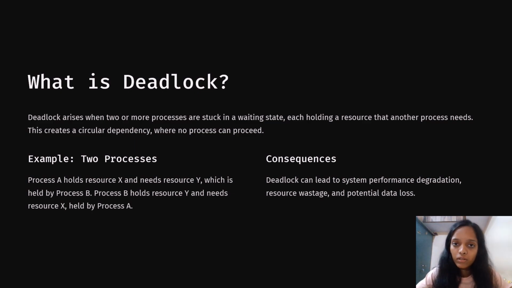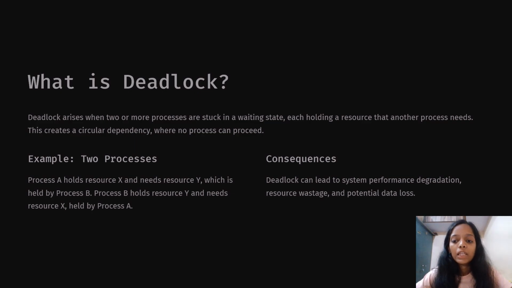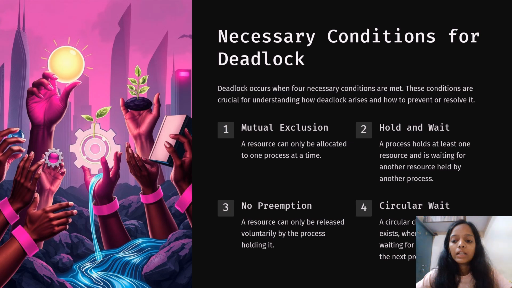Consequences: such situations of deadlock can lead to system performance degradation, resource wastage, and potential data loss. Necessary conditions for deadlock. Let us see when deadlock occurs. Deadlock occurs when four necessary conditions are met. These conditions are crucial for understanding how deadlock arises and how to prevent or resolve it.